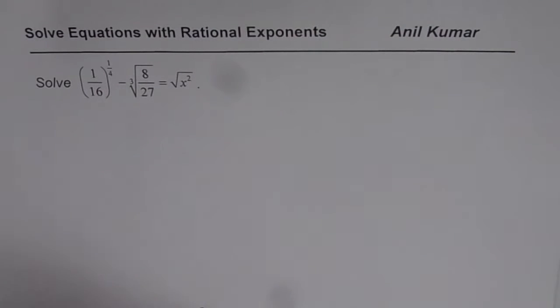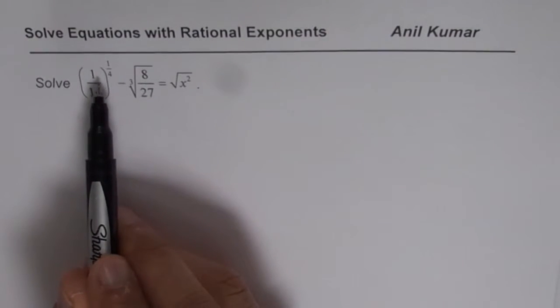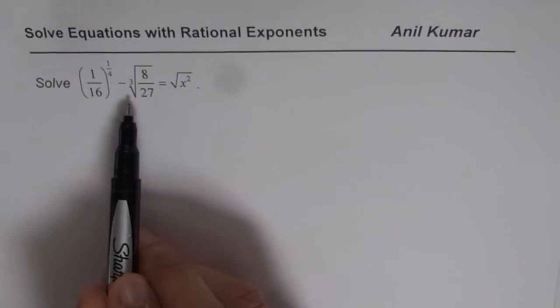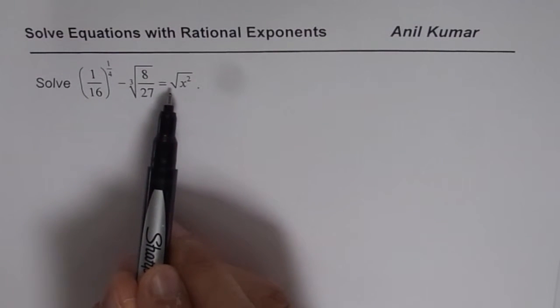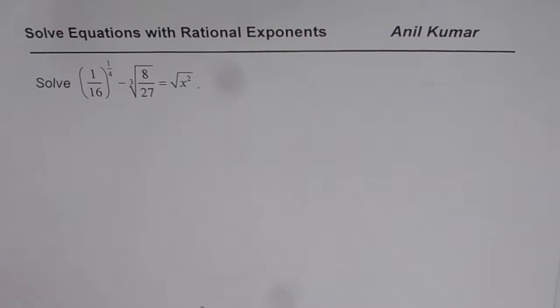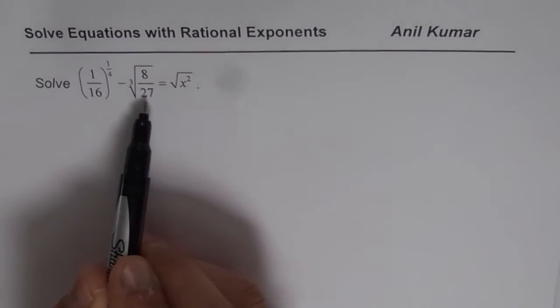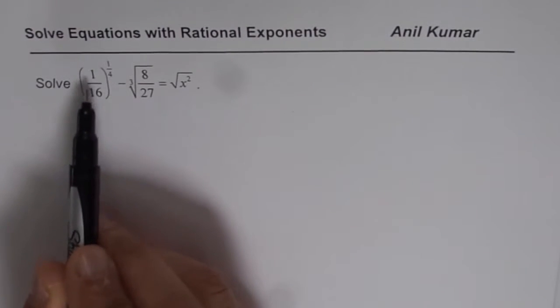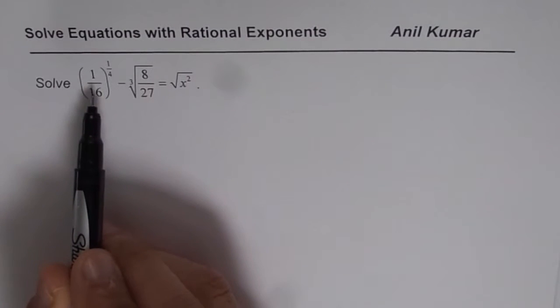The question here is, solve (1 over 16) to the power of 1 over 4 minus cube root of 8 over 27 equals square root of x squared. Now to begin with, let us evaluate the expression on the left side. 1 over 16 to the power of 1 over 4, right? You know it is 1 over 2.